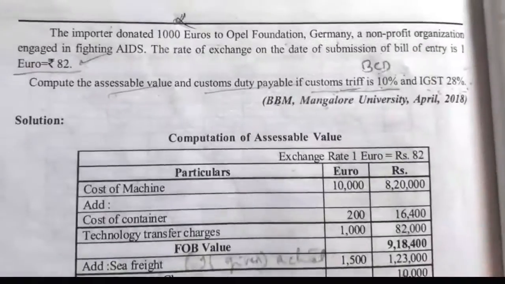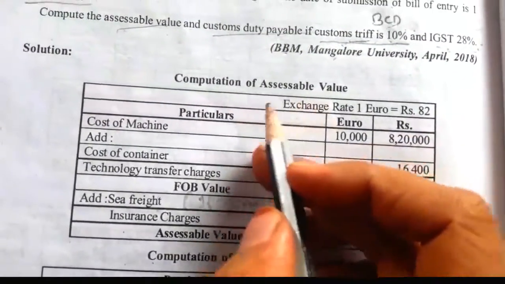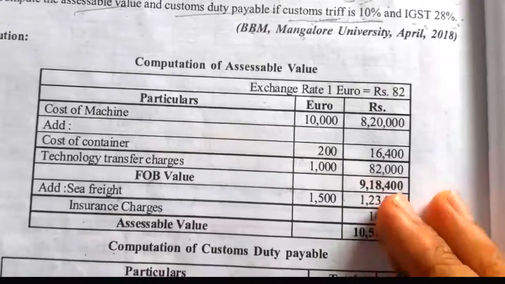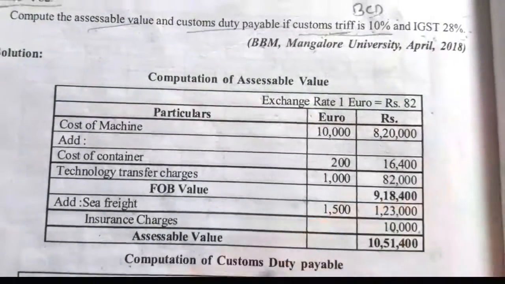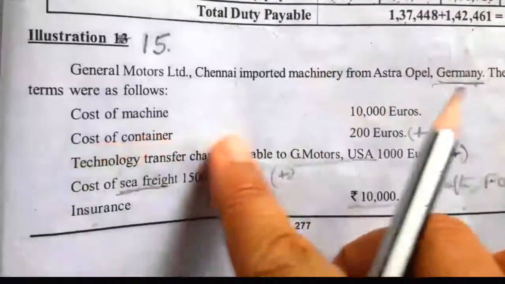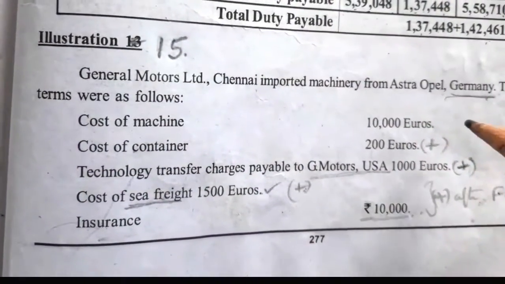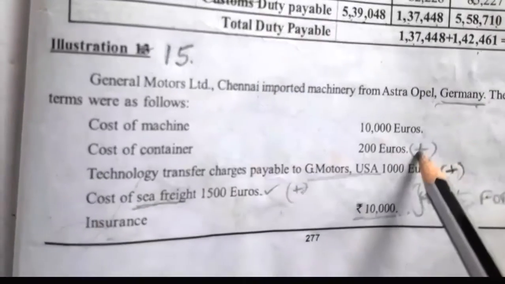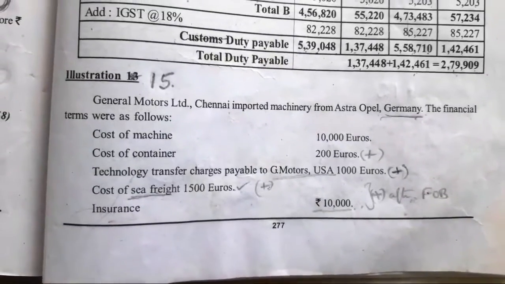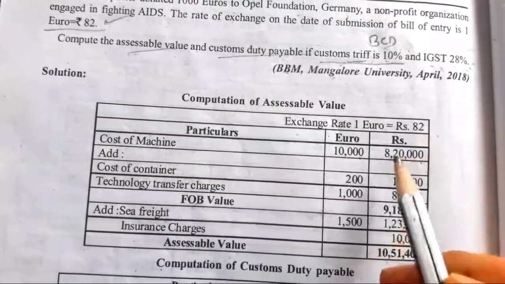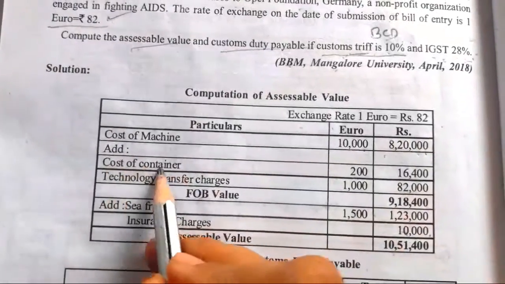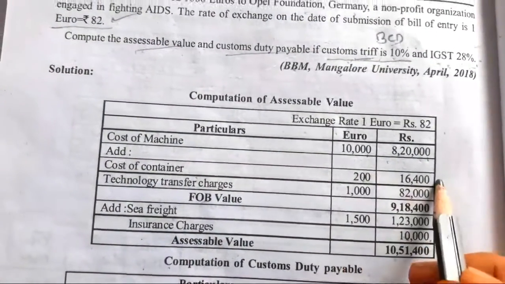Now write the heading: computation of assessable value. Particulars and amount column. The exchange rate we have to consider is 1 euro equal to rupees 82. So firstly we have to take the cost. The cost of machine is 10,000 euros. Then we have to take cost of container 200 euros and technology transfer charges 1000 euros. Three values we have to take. Cost of machine 10,000, if you convert it at 82, it will be 8,20,000. Then we have to add cost of container, 200 euros given, so we have to convert.